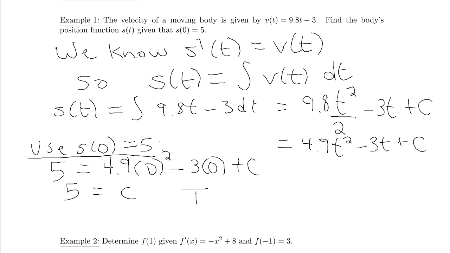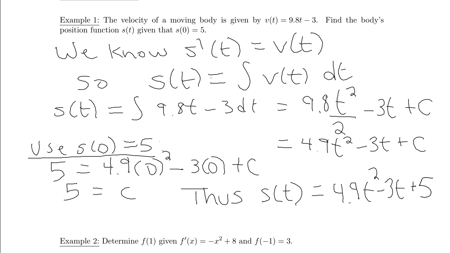So that means if I wanted the specific position function that satisfies that derivative and that initial point, we get that s of t is equal to 4.9t squared minus 3t plus 5. And that would be our final answer.